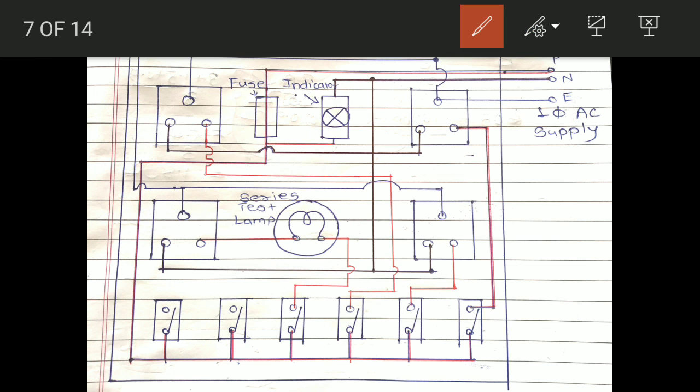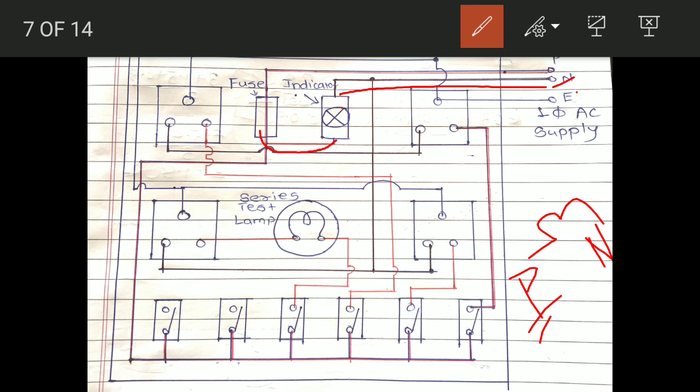After completion of the phase, we are moving toward the neutral wire. See here, neutral wire is here. Neutral wire first goes to the indicator, because the indicator is nothing but a lamp, in which one side is positive and the other is negative. Therefore, the neutral goes directly to the indicator here. Then as per the diagram, one of the terminals should be given the phase, and phase is taken from this fuse wire here.